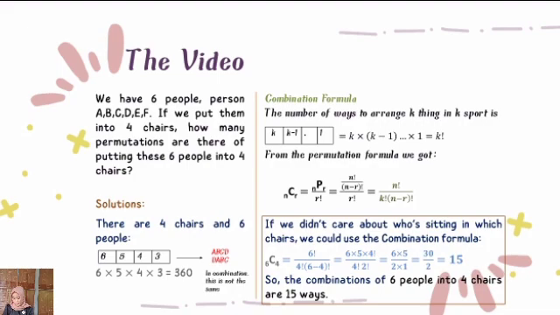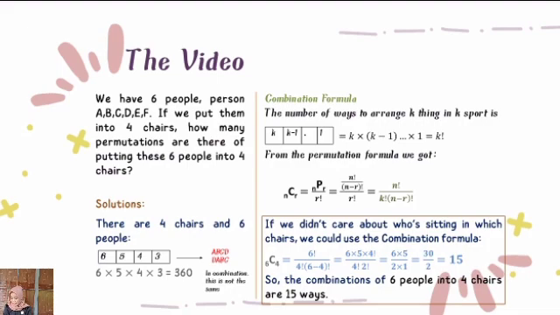From the permutation formula we got n choose r equals the number of permutations of n over r factorial, which equals n factorial over (n minus r) factorial over r factorial, which equals n factorial over r factorial times (n minus r) factorial. If we didn't care about who's sitting in which chairs, we could use the combination formula.